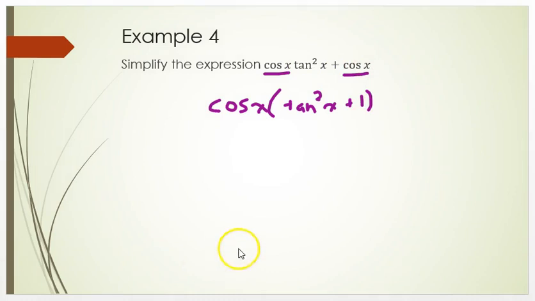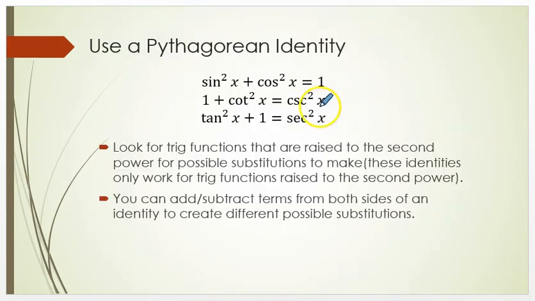Now this is a problem where I could try changing things to sines and cosines and see if anything cancels out, and that would probably still work. It might take more steps, but what I'm going to show you instead is that I have a trig function to the second power, so I have something squared, and there's a plus or a minus 1 in there, so I like to look back at our Pythagorean identities again. So in this third line right here, I see that tangent squared plus 1 is equal to secant squared. I don't need to do any adding or subtracting from one side to the other because this is exactly what I have, tangent squared plus 1, which means I can replace that whole expression with secant squared instead.